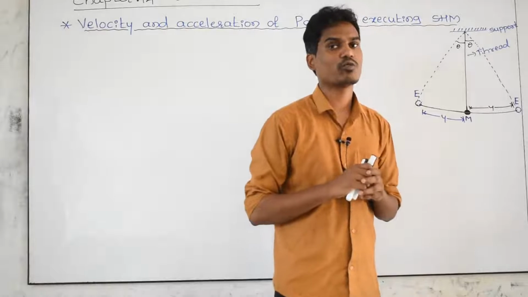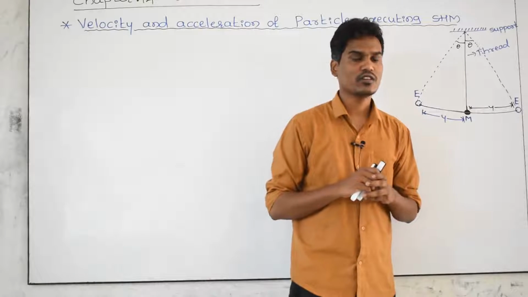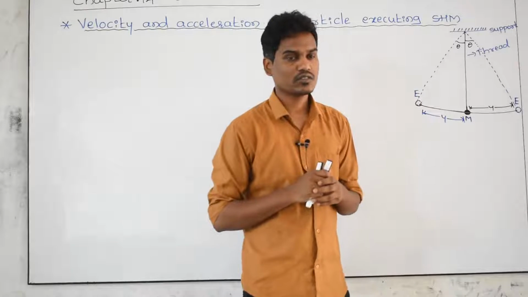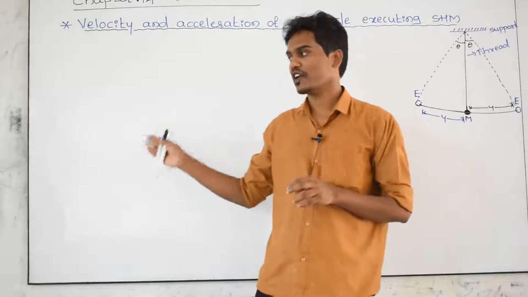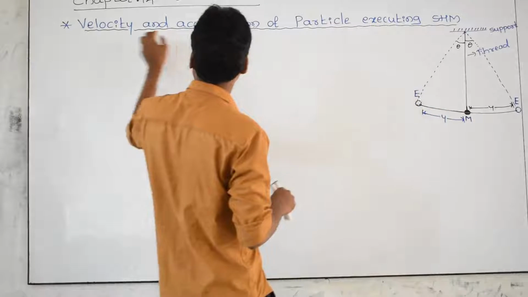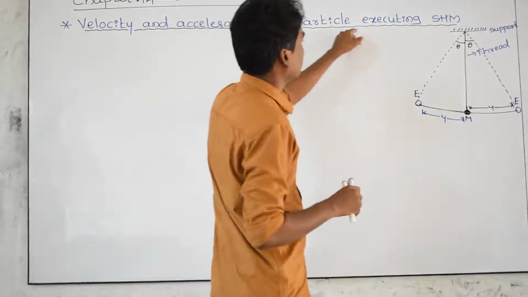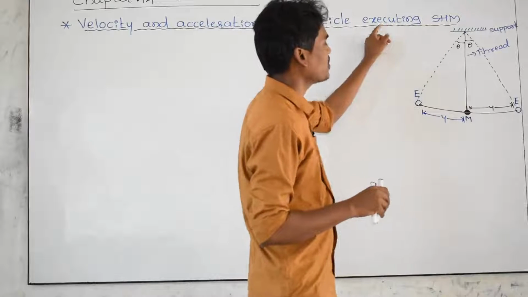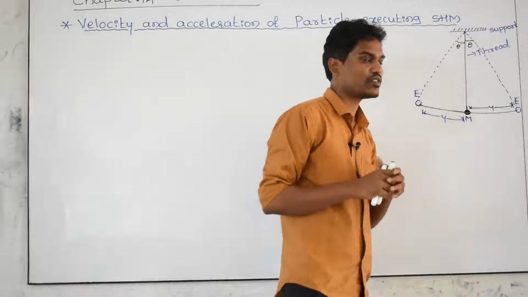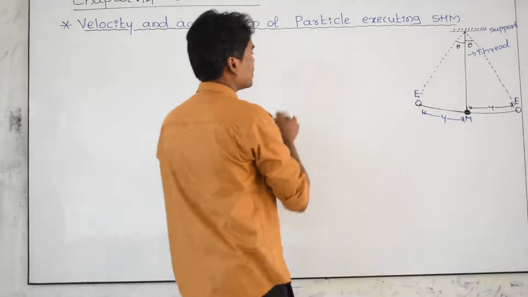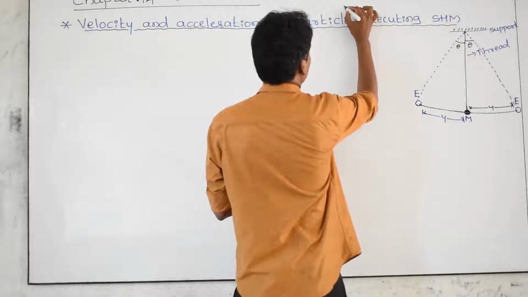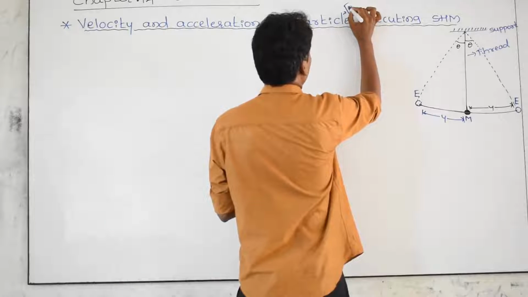In order to find out the velocity and acceleration of the body during simple harmonic motion, there is a formula. That formula we have to derive in this concept now. Take the example, and here the velocity and acceleration of the particle executing SHM. Executing means already it is in motion, SHM, and the particle is nothing but the object.